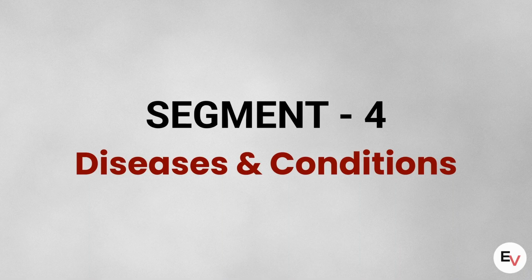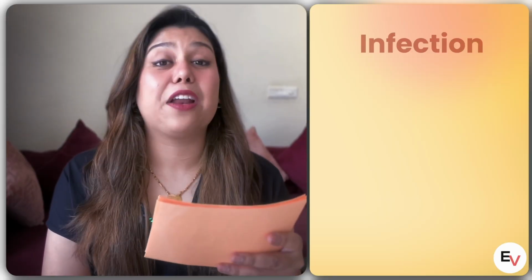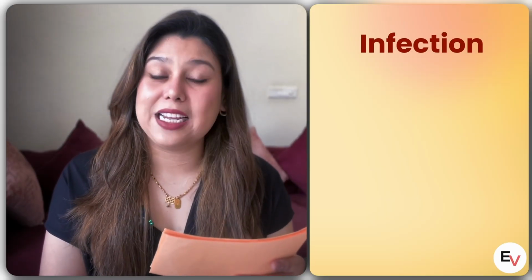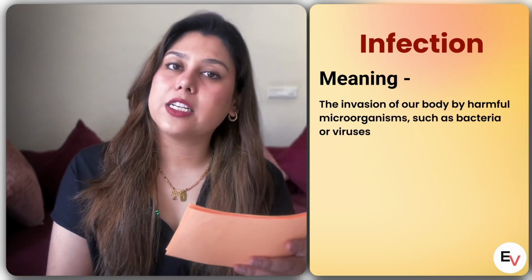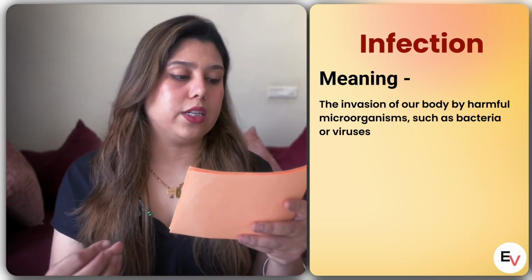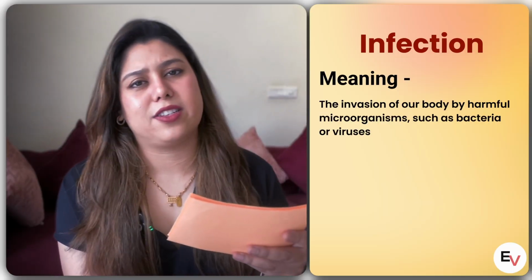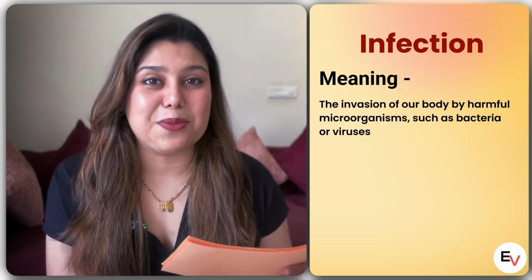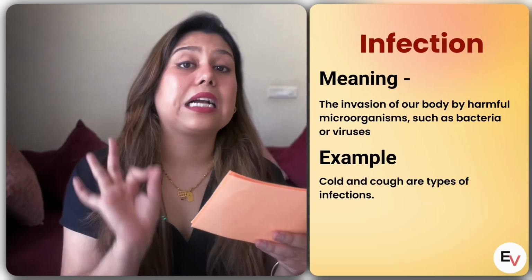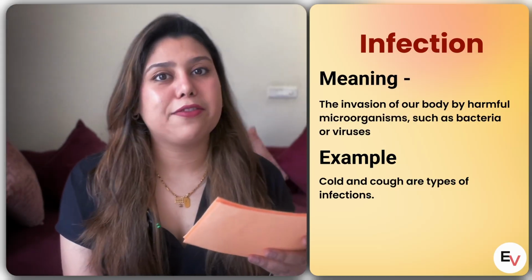Moving on to our fourth segment, which is disease and conditions. Let's start with our first word, infection. Repeat after me. Infection. Now, infection is the invasion of our body by harmful microorganisms such as bacteria or viruses. Now, let's frame a sentence with this word. Cold and cough are types of infections.